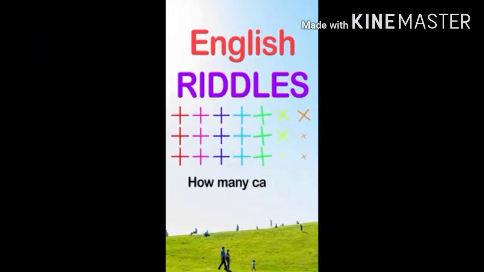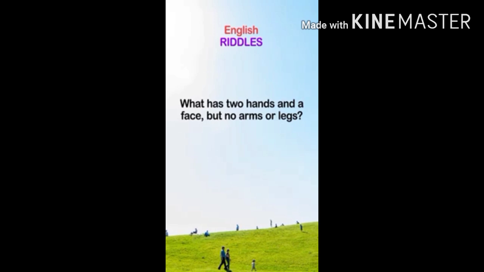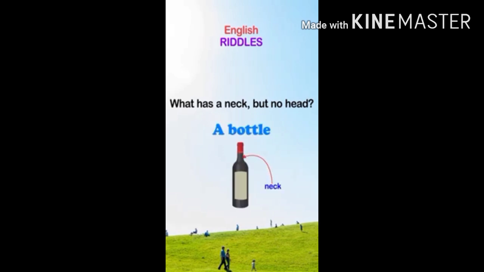See how many of these riddles you can answer or solve correctly. Let's start with a very easy one. What has 2 hands and a face but no arms or legs? A clock, you're right. Now, a similar one. What has a neck but no head? A bottle. Did you get that one right?